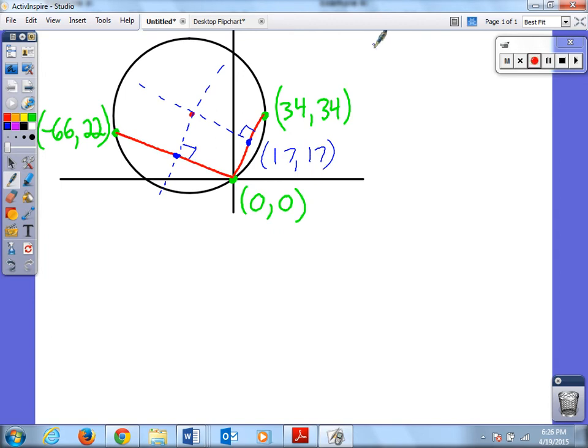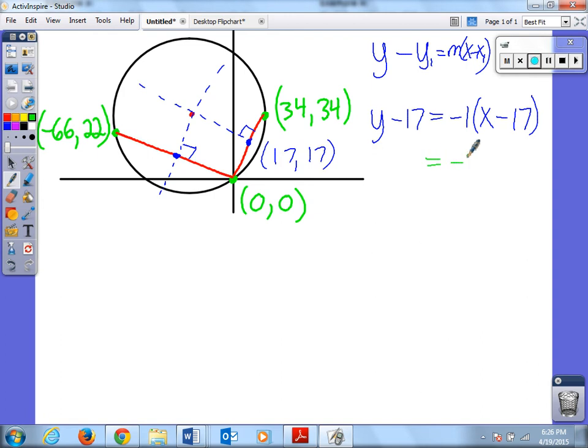So then go back to our equation, y minus y1 equals the slope times x minus x1. And we can plug into that. So we get y minus 17 equals, and then again we need an opposite reciprocal slope here. So instead of using a slope of 1, we use -1. Then x minus the x value, which is 17. Let's convert this to slope-intercept form. And so I'm going to distribute the negative here. We get -x and then positive 17.